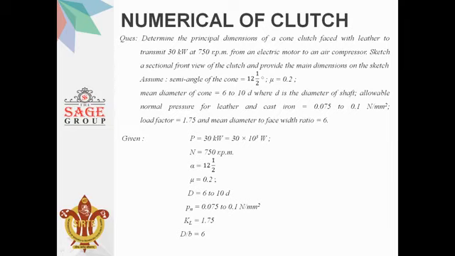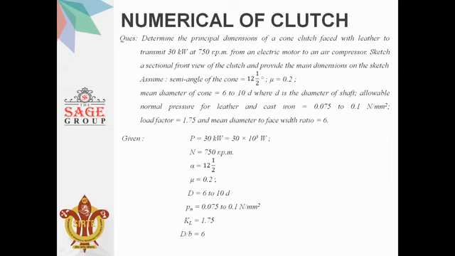Number one, power is given, P is equal to 30 kilowatt, which we convert to 30 into 10 to the power 3 watts. Speed is given, N is equal to 750 RPM. Alpha is given, semi-angle 12.5 degrees. Mu is the coefficient of friction, which is 0.2. Mean diameter of cone is given, which is equal to 6 to 10 D, where D is the diameter of the shaft. We have to find the diameter of the shaft.